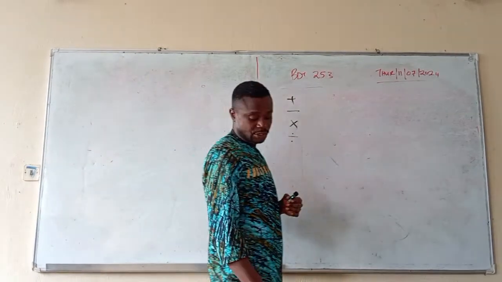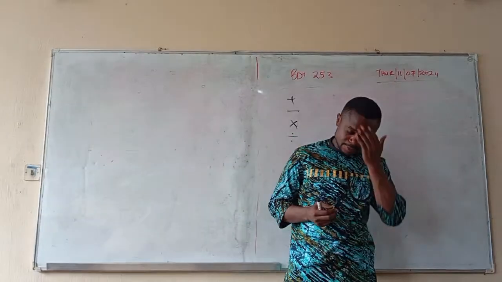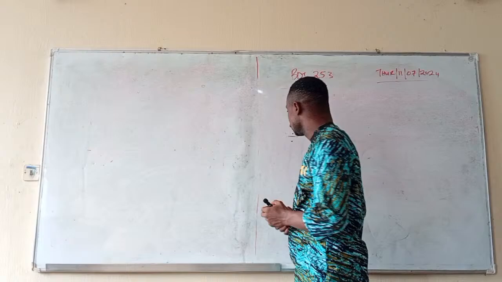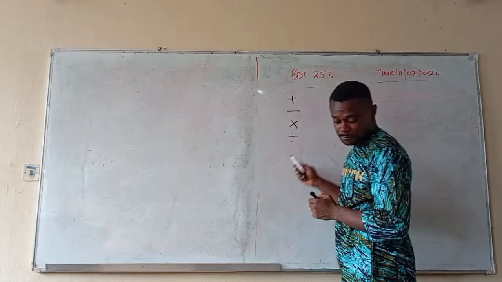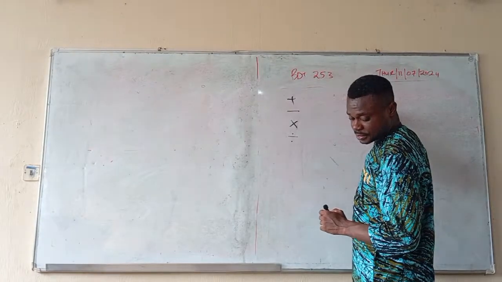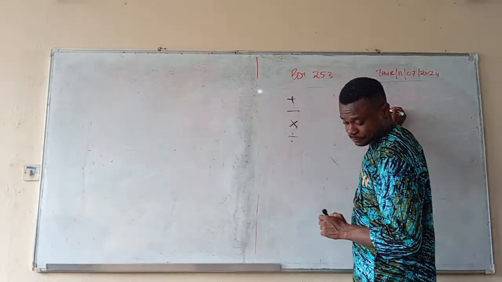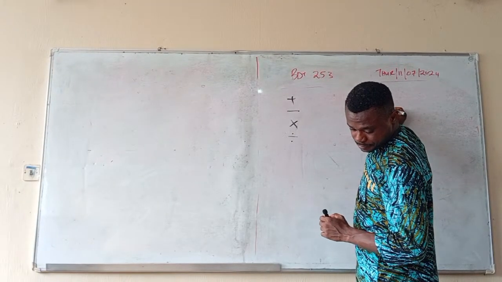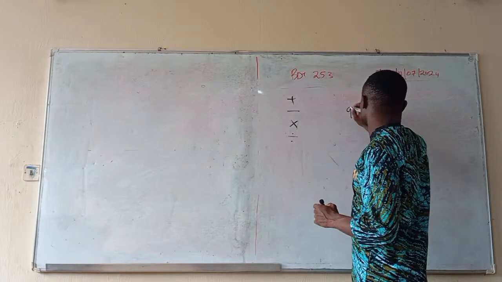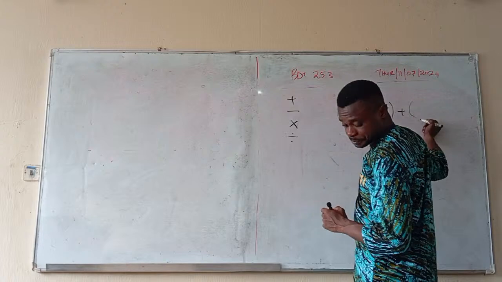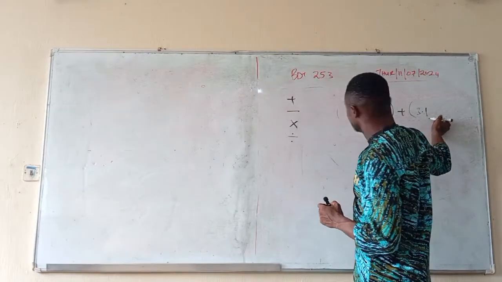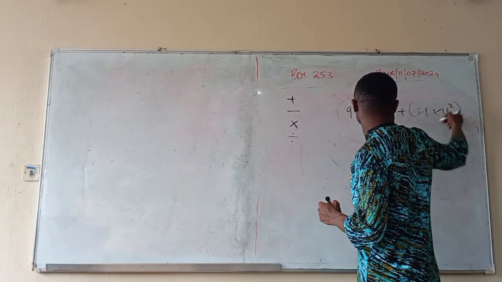Now let's start with addition. Let's assume you have these two numbers in their exponential form. Let me use an example here: 9.3 times 10 to the power of 3, plus 3.1 times 10 to the power of 2.